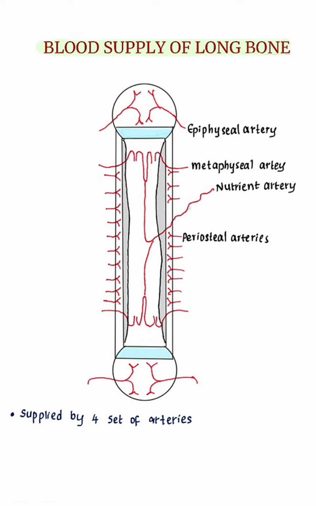Nutrient artery enters the middle of the shaft through nutrient foramen. It then passes obliquely through the cortex, and in the medullary cavity it divides into ascending and descending branches.